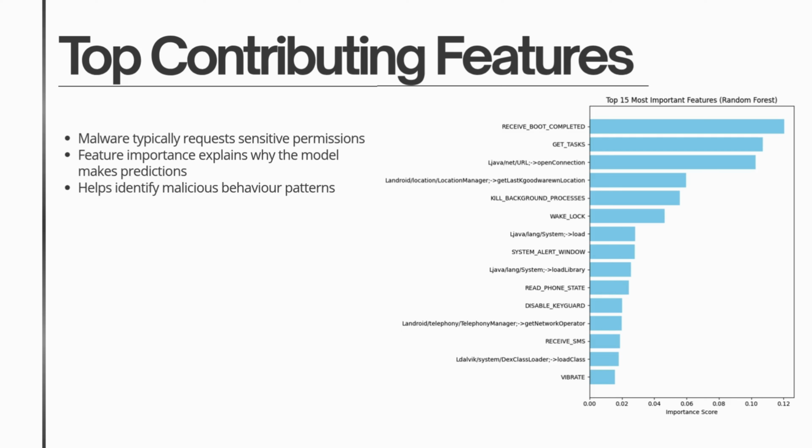Feature importance. The feature importance plot reveals which static features had the biggest impact on prediction. Permissions such as write external storage, read phone state, receive SMS, and system alert window appear frequently in malware and therefore have high importance. This aligns with typical malicious behavior like accessing device identifiers, sending SMS messages, or modifying the system.